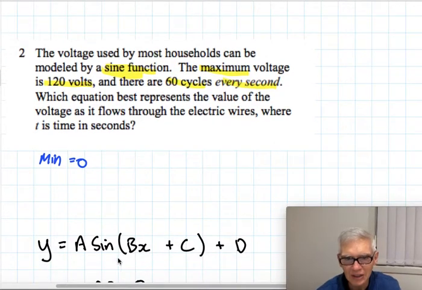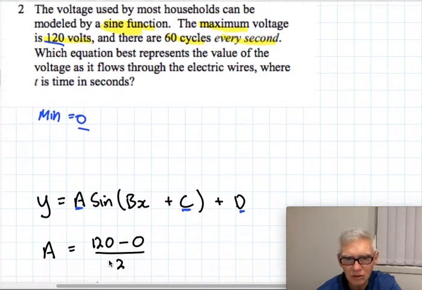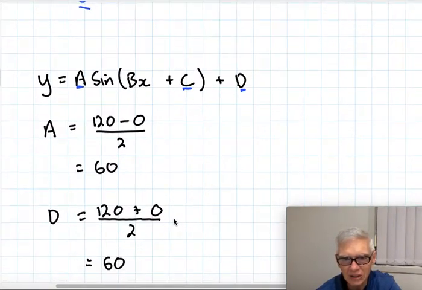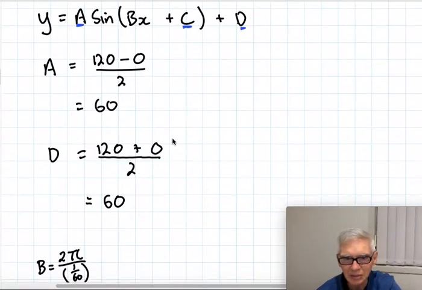We've got y equals a sine bx plus c plus d. That's the sideways shift. There's the amplitude, and there's the d value. So the amplitude is going to be 120, the maximum, minus the minimum, divided by 2, which gives you 60. And d, the vertical shift, is going to be 120 plus 0 divided by 2, so that's obviously 60 as well. So you get y equals 60 sine bx plus c plus 60.